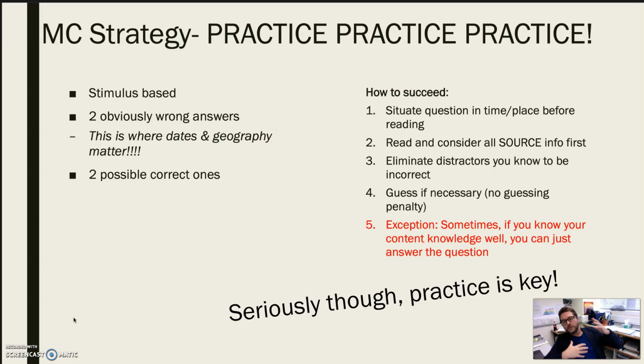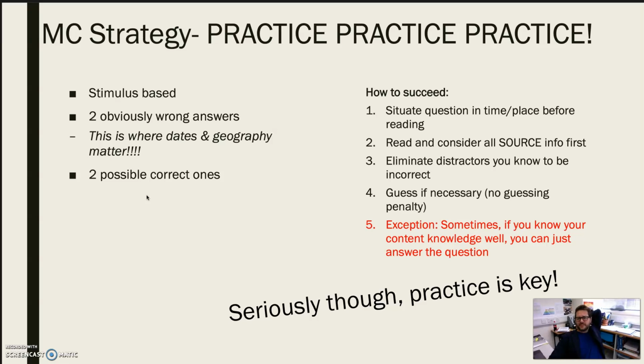One, they're out of 4, but there's going to be 2 obviously wrong answers. This is where your dates and geography matter, because a lot of times they're going to throw in a question, and one of the answers looks like it could fit, but it's something that happened either in a completely different time frame or in a completely different part of the world. So understanding dates and geography is really going to help. There's also 2 possible correct answers, right? So we have 2 different choices that could be right, and we're going to look at how we decipher between those in a little bit.